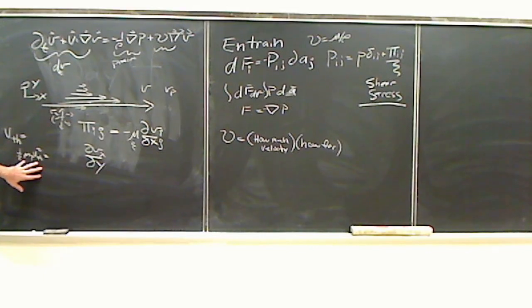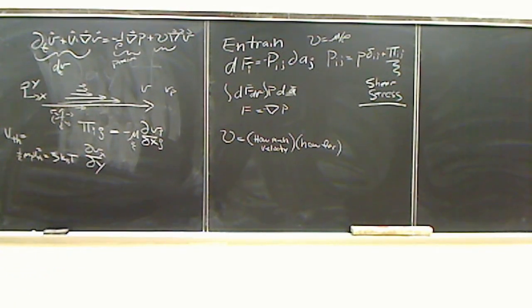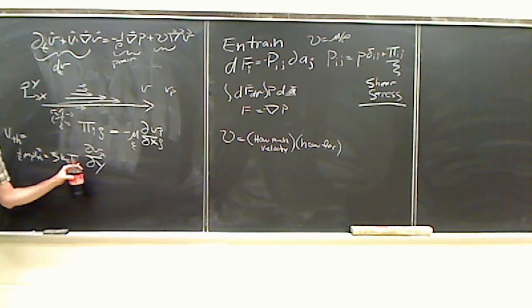And this is equal to the thermal energy in the gas, which is going to be 3 times k Boltzmann times the temperature. 3 because you have 3 dimensions. And kT because temperature is energy per particle. k is how you turn kelvins into joules. k is just a constant that relates the energy per particle with the actual energy.